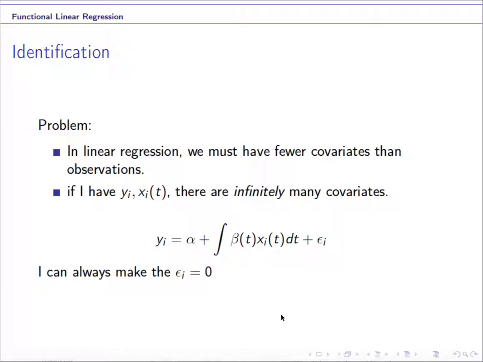There is a potential problem for this functional linear regression model. The reason is that this beta of t is a function of time. A continuous function is infinite dimensional. So if there is no control on beta of t, then the number of parameters will be larger than the number of observations. Therefore, we will have zero residual and overfit the data. So we must have some control on the smoothness of beta of t.